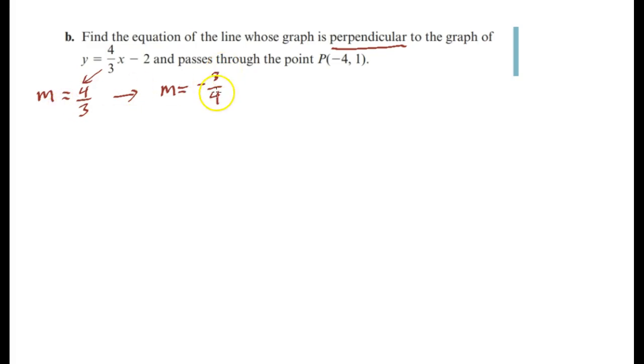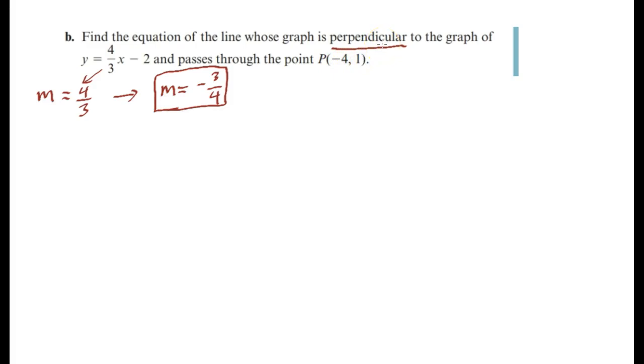So that is the negative reciprocal. It's the opposite sign, goes from positive to negative. If it was negative, it would become positive. So we went from positive to negative, and then we flipped the numerator and denominator around. Flipping the numerator and denominator is the reciprocal, so it's the negative reciprocal. The perpendicular line will have this slope, and it's going to be passing through the point negative 4, 1.